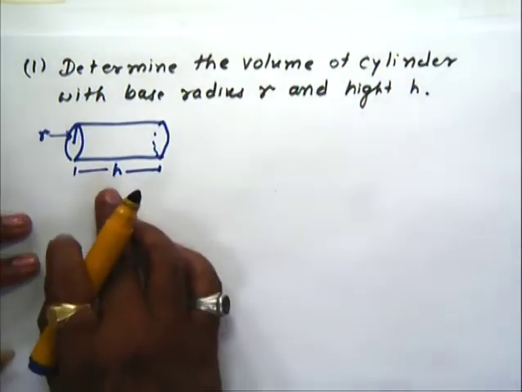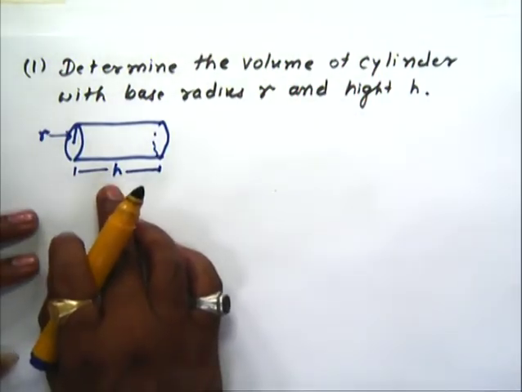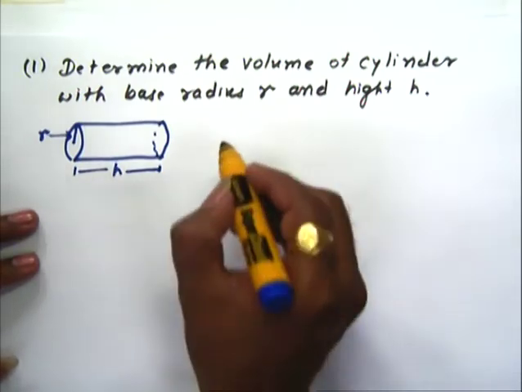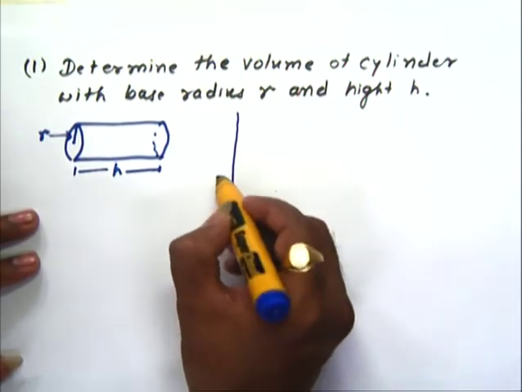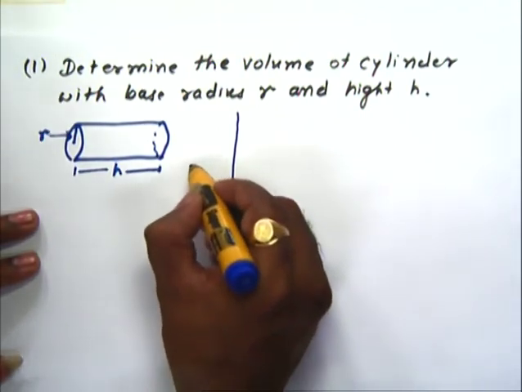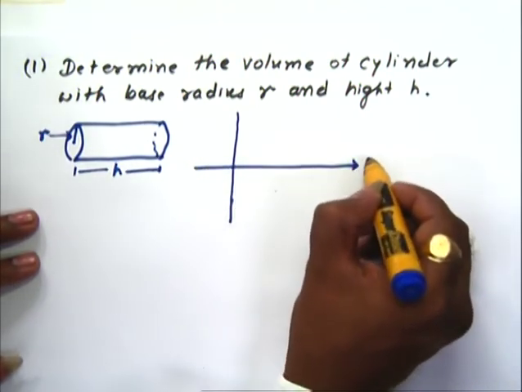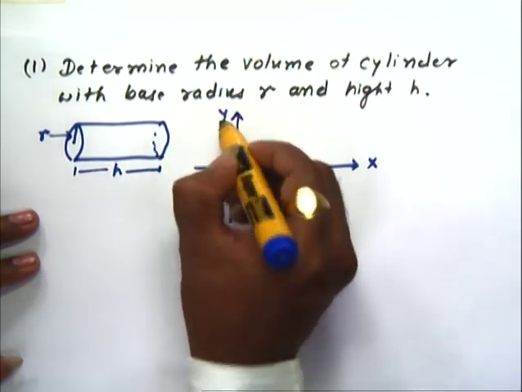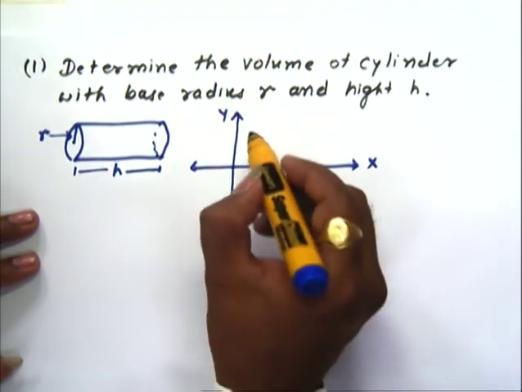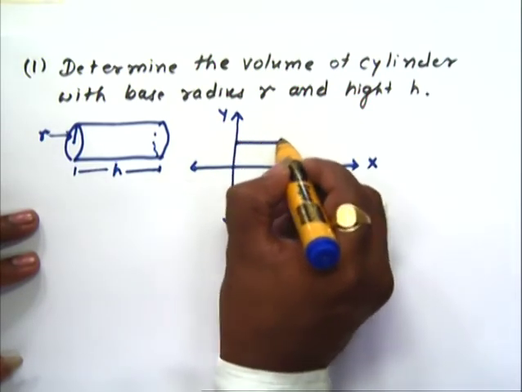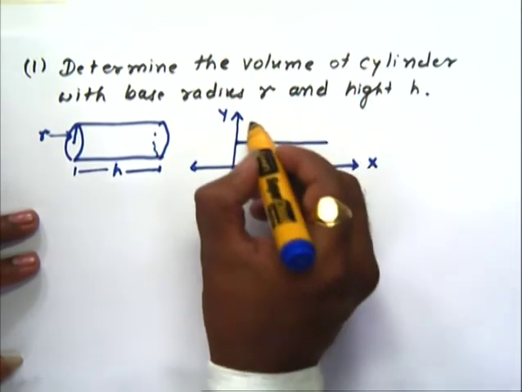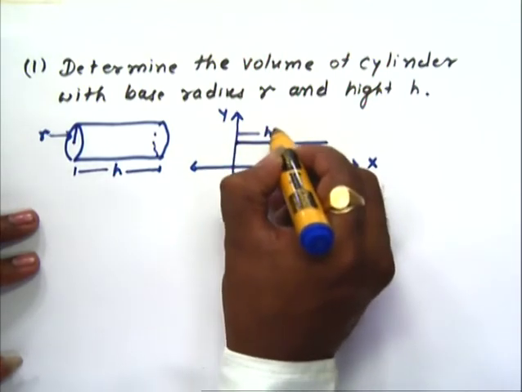Now how will you define this cylinder as a solid of revolution? Let's understand this thing by a figure. This is x axis, this is y axis. Draw a line parallel to x axis of length h.